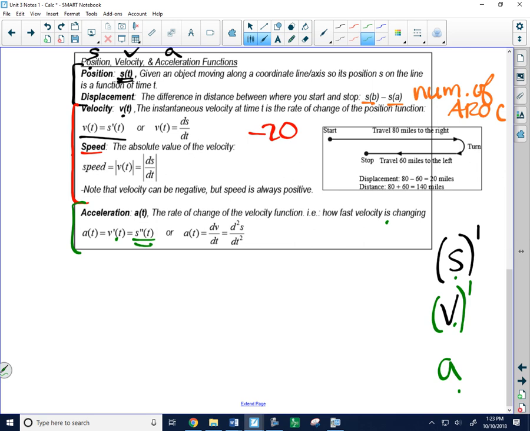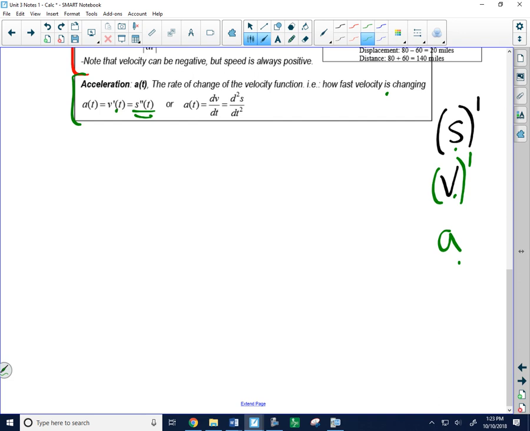So I will review this from time to time, but here's how it goes. SVA. You do a derivative of this one, you get velocity. You do a derivative of this one, you get acceleration. That's what we got. Okay, let's just try. Probably I'm just gonna do the first example on the next page. That's pretty much all I'm gonna do.